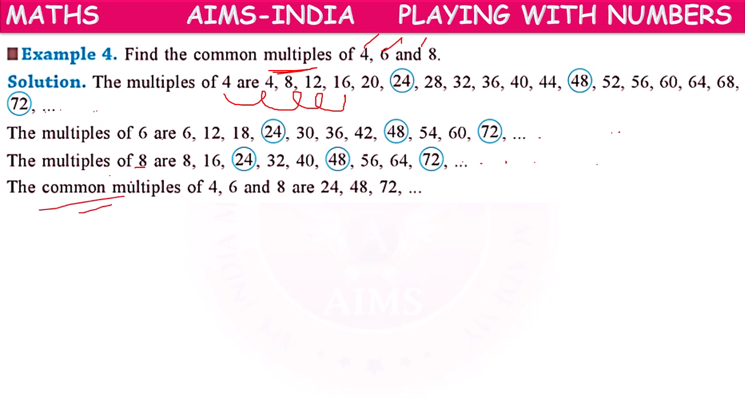So they are asking us to write common multiples. But common multiples exist up to infinity. We cannot write all of them. Any 3 or 5 we have to write, and so on. Dots we have to keep. So what is the first common multiple? 24. 24 is present in all. Next 48. Next 72. Like that. These are the common multiples.